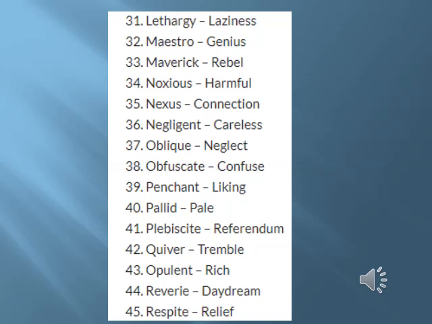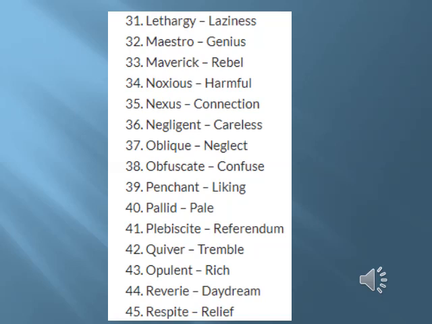Pallid, pale. Plebiscite. Plebiscite is referendum, direct vote by whole electorate. That's a plebiscite. Quiver, tremble, shake. Opulent, rich. Reverie, daydream.